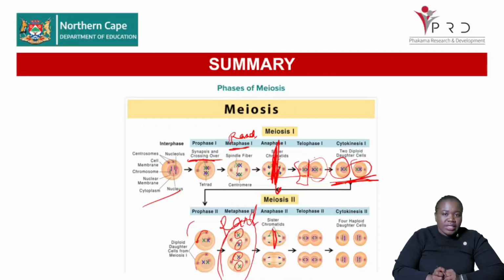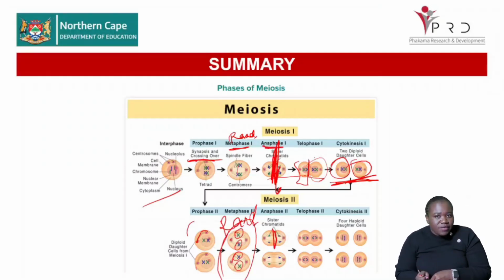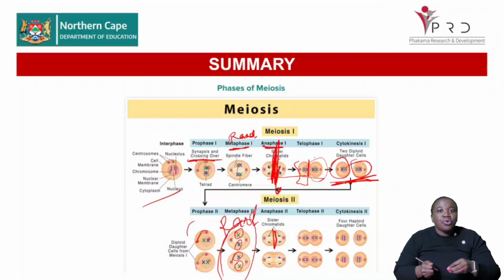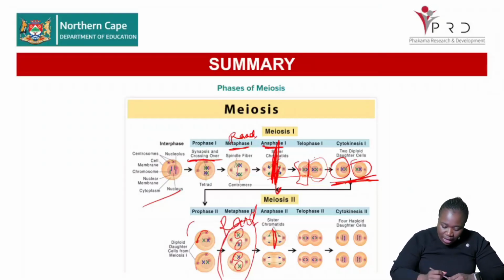Make sure that you do not miss that. Again, if you say anaphase and you don't say anaphase 1, it means that you don't know the difference between what happens during anaphase 1 and anaphase 2. Now make sure that you do not miss that. You always make sure that you give your answers accordingly in terms of which phase, which anaphase is this, or which metaphase or telophase is this.